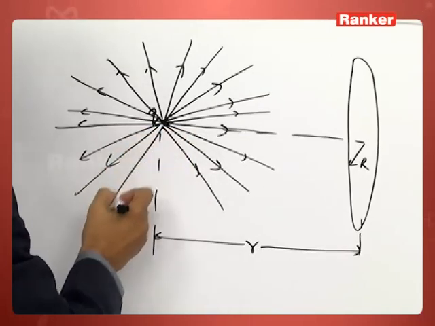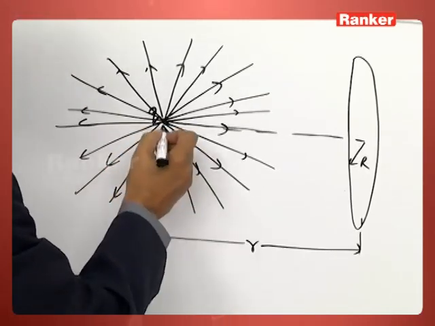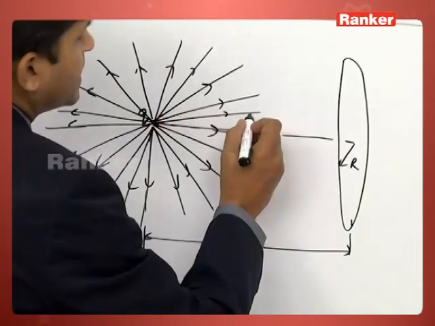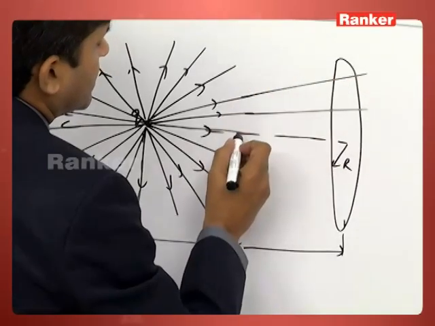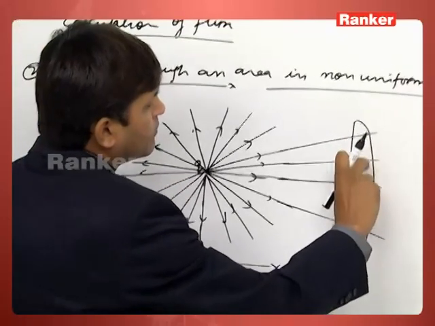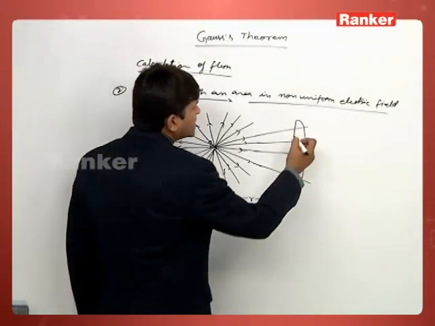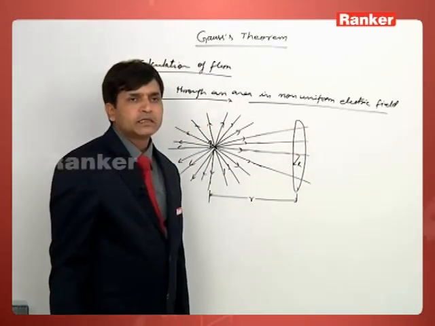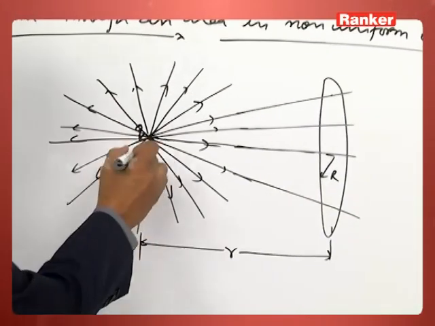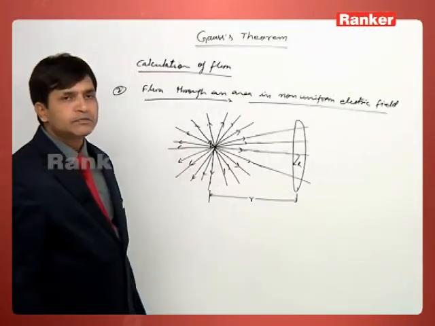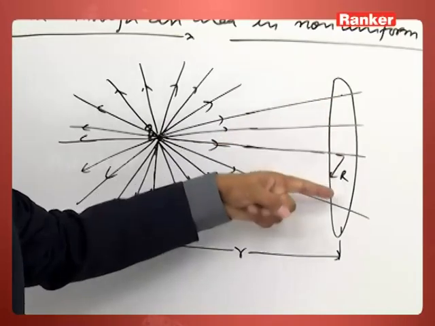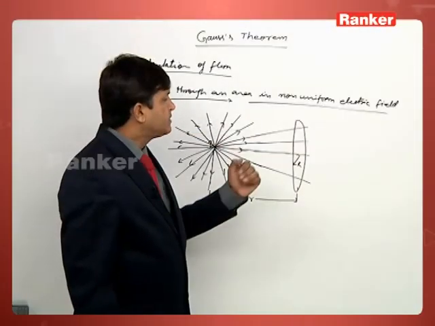So we cannot use here the relation that flux is equal to electric field into projected area, because if we look at the different lines of force, the gaps between the lines of force are different, and the direction of the electric field is also different. So it is not possible to get the flux by the same method as in the previous case, electric field into projected area. So we will calculate the flux from a small segment and then we will integrate.